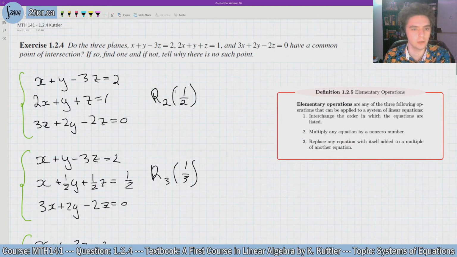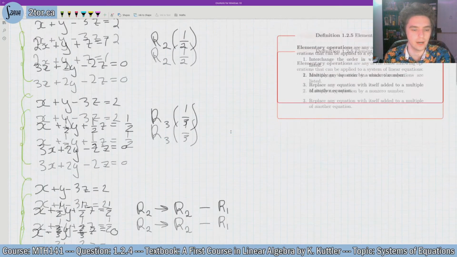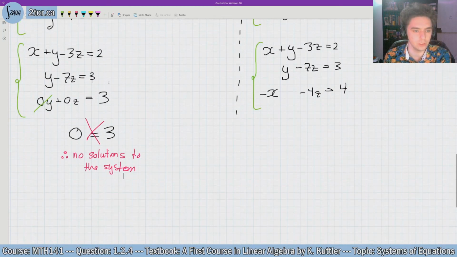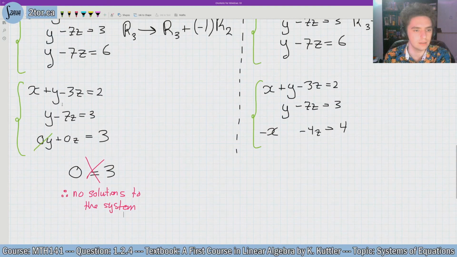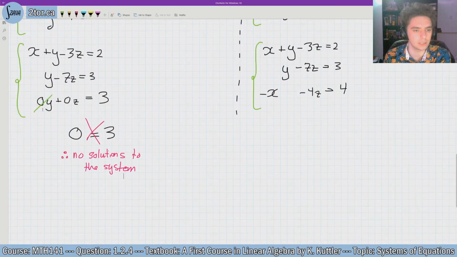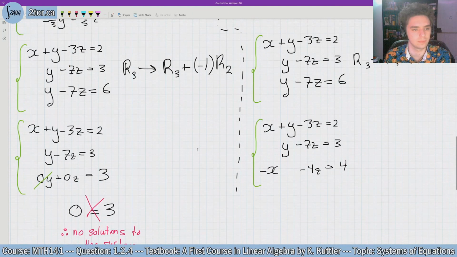So going back up to our question, do the 3 planes have a common point of intersection? The answer is no. And why not? Because when you use your elementary operations to simplify and try to solve for a point, you get an equation that's never true, which tells us that there are no solutions to the system.